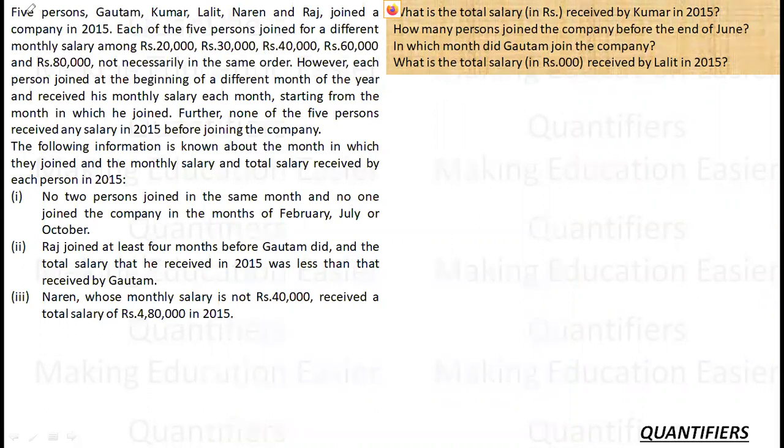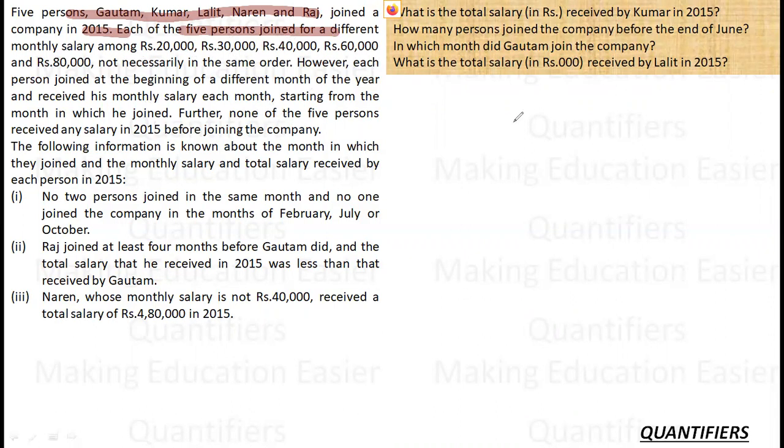It says 5 persons, Gautam, Kumar, Lalit, Naren and Raj, joined a company in 2015. Each of the 5 persons joined for a different monthly salary among 20, 30, 40, 60 and 80,000, not necessarily in the same order. So 5 लोगों की 5 salaries दी हुई हैं. However, each person joined at the beginning of a different month of the year and received his monthly salary each month starting from the month he joined.